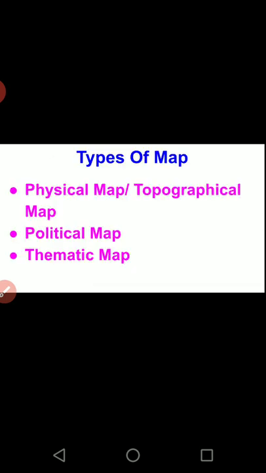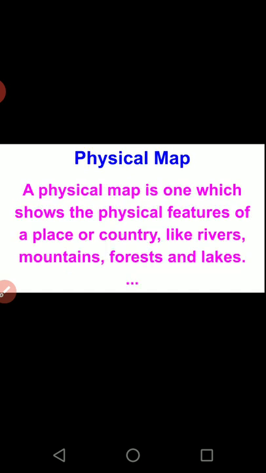Now there are three major types of maps. You will be seeing afterward there are many other subtypes also, but these are the three major types of maps. We have physical map, which is also called topographical map. We have political map and we have the thematic map. Let's see one by one. Physical map means which shows only physical features. Now what are physical features?